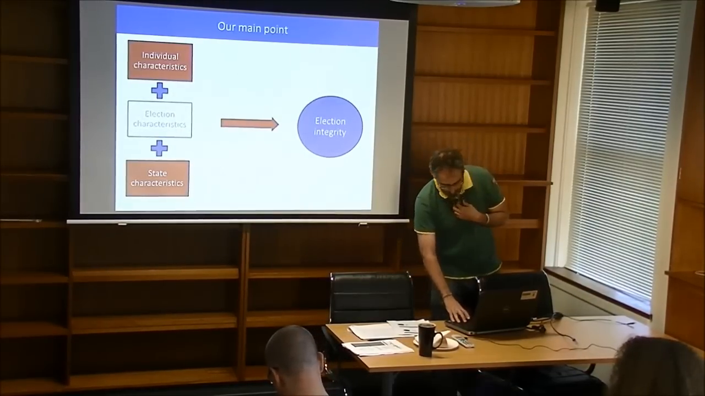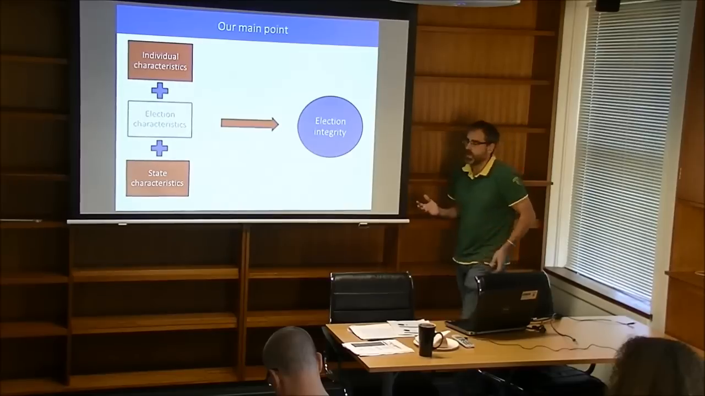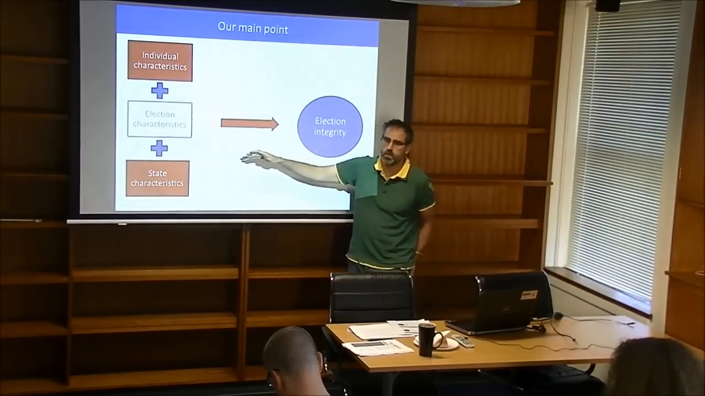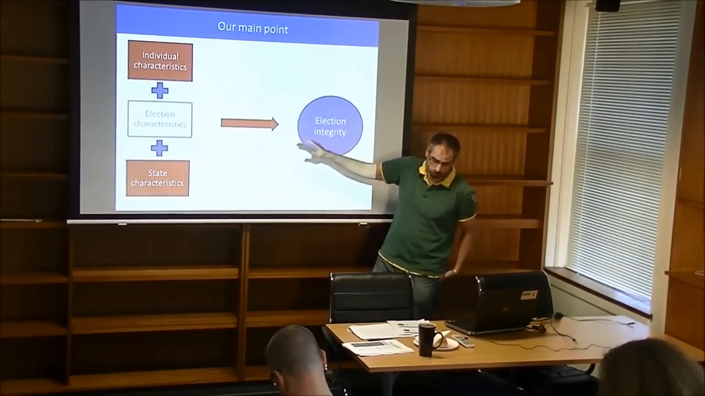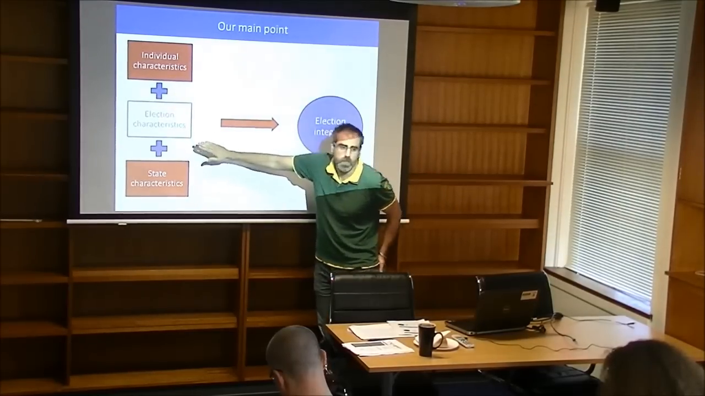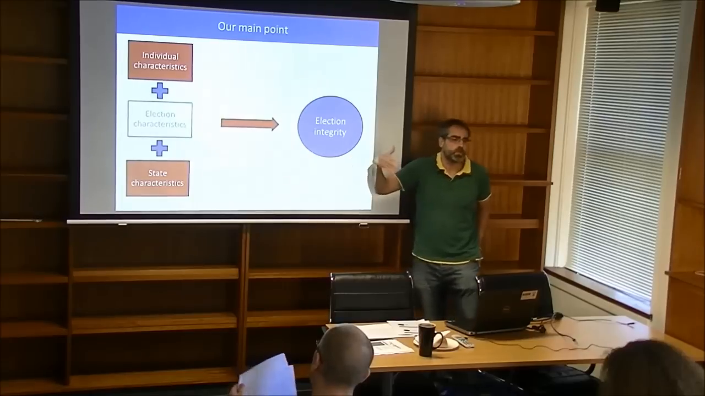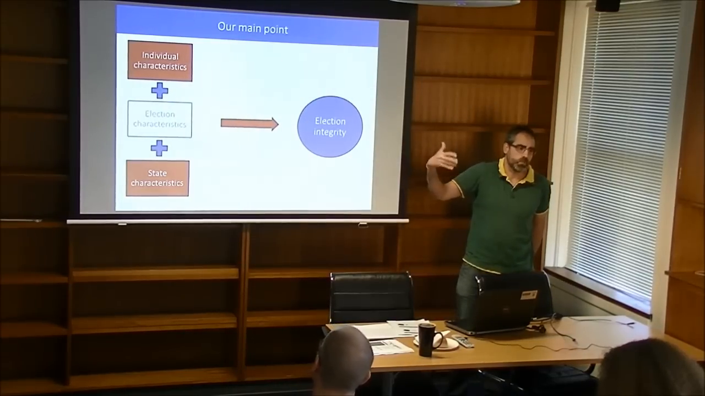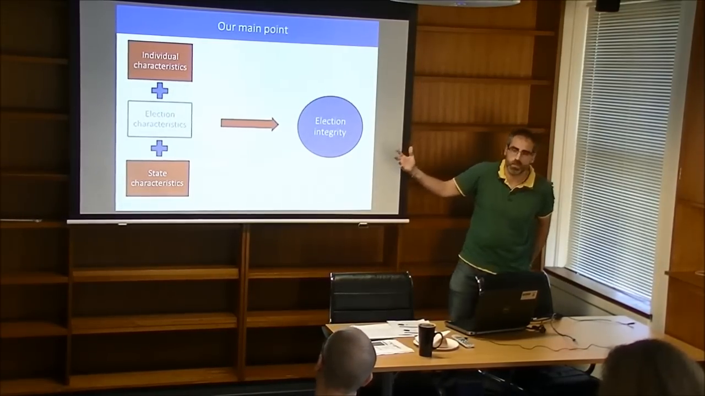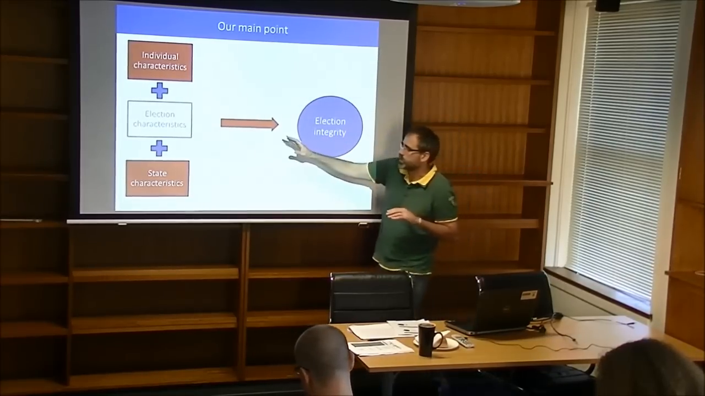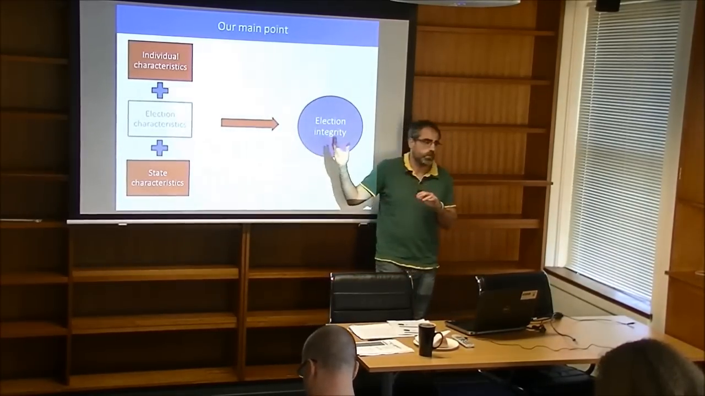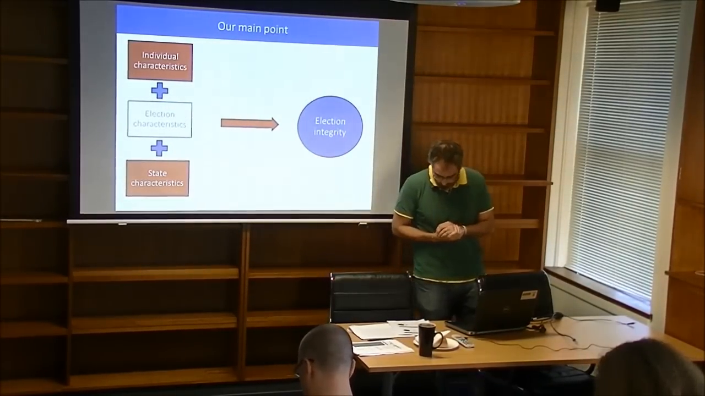All right. So, which is our point? Our point is that all of those, we're going to test them all at the same time, and our point is going to be that here, the dynamics, so what is going on at the election level, is what is going to be most important for the integrity. But here it's going to be election dynamics, and I will talk about this in a second.